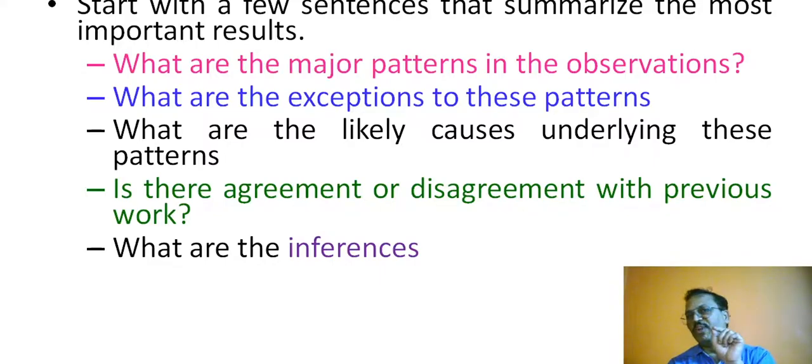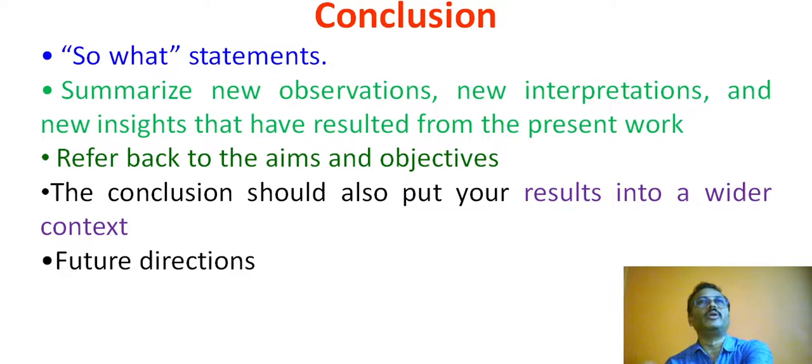What are the inferences that you have to mention? That is the most important part. Conclusion: as part of the conclusion, you have to answer what is called the "so what" question. Okay, you have got the results. So what? In what way does it help? That you have to clearly mention as part of the conclusion.